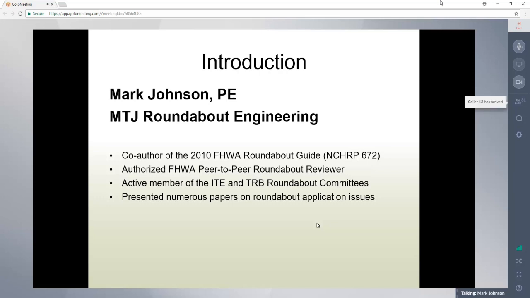Mark is Principal Engineer of MTJ Roundabout Engineering and has 20 years of traffic planning and engineering experience, with 18 years focused on roundabout design. His career in public sector engineering work includes 4 years at the City of Loveland, Colorado, and 4 years at the Wisconsin DOT, where he was a key contributor to the WISDOT Roundabout program. Mark has published numerous papers on roundabout application issues and is a co-author of the 2010 FHWA Roundabout Guide. He's also an authorized FHWA peer-to-peer roundabout reviewer and is an active member of both the ITE and TRB roundabout committees.